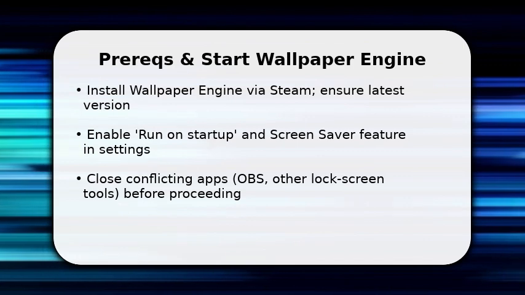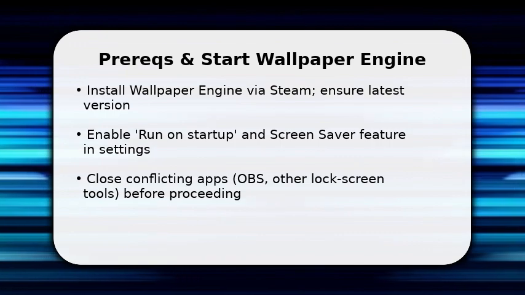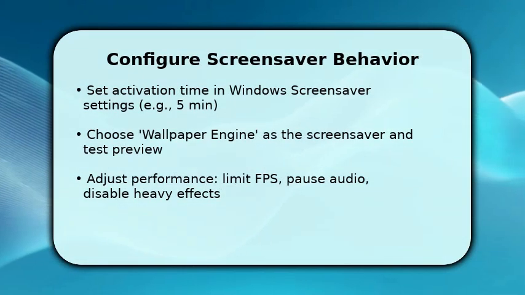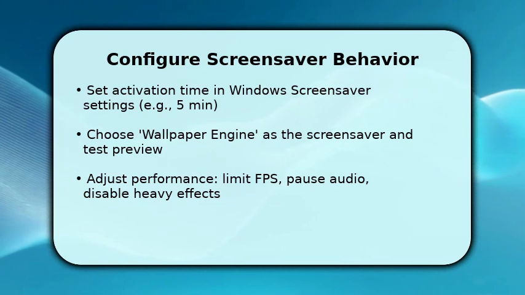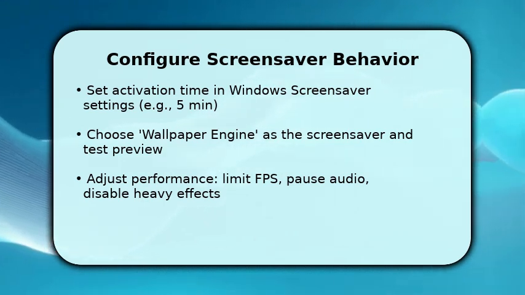Once done, enable Run on Startup to keep it active, and make sure you close other apps that claim the lock screen. This prevents conflicts when Windows tries to launch the screensaver. Now configure behavior so the screensaver behaves reliably. Open Windows Personalization Lock Screen Screensaver settings, select Wallpaper Engine from the list, and set an activation time like 5 minutes to balance visibility and power.